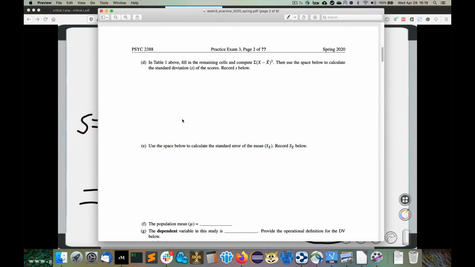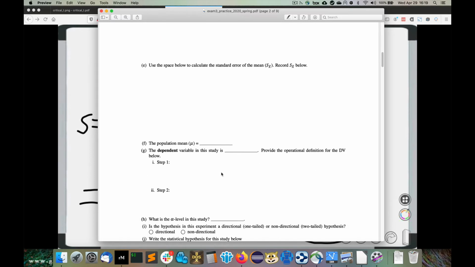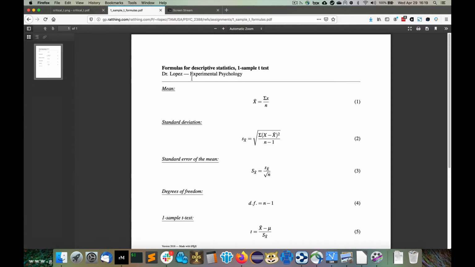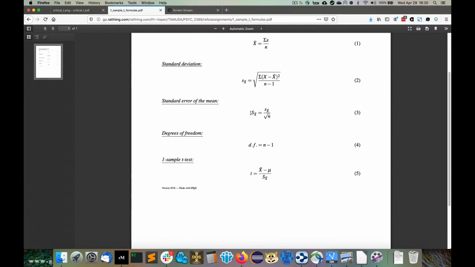Now that we've done that for E, now we got to compute the standard error of the mean. Right. So we go over here to our handy dandy formula, and the standard error of the mean is very simple. Represented by capital S x bar, it is equal to lowercase s divided by the square root of n. So if we go back to our sheet, let's erase that. So we say the standard error of the mean is equal to the standard deviation divided by the square root of n.